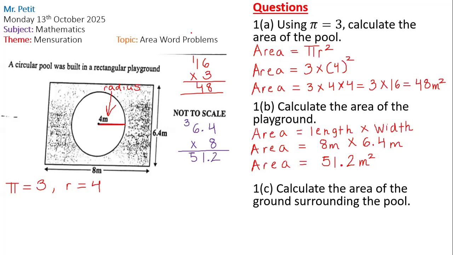All right. Now, 1C, calculate the area of the ground surrounding the pool. So in order for us to do this, what we're going to do is subtract the area of the pool from the area of the playground.